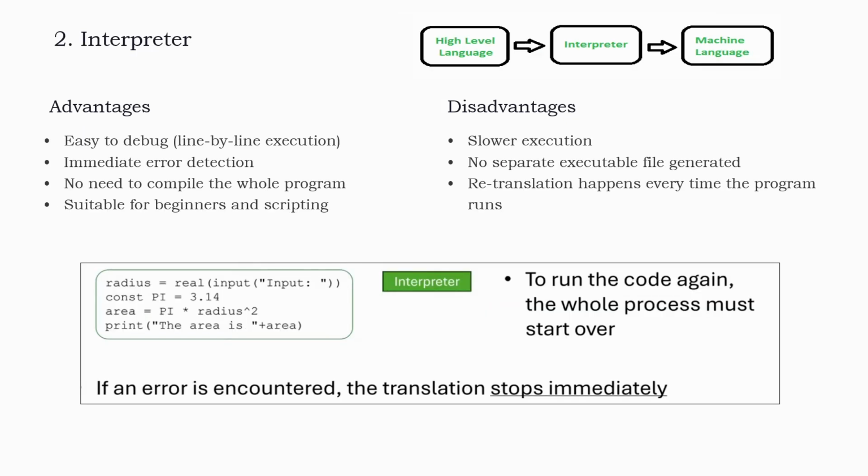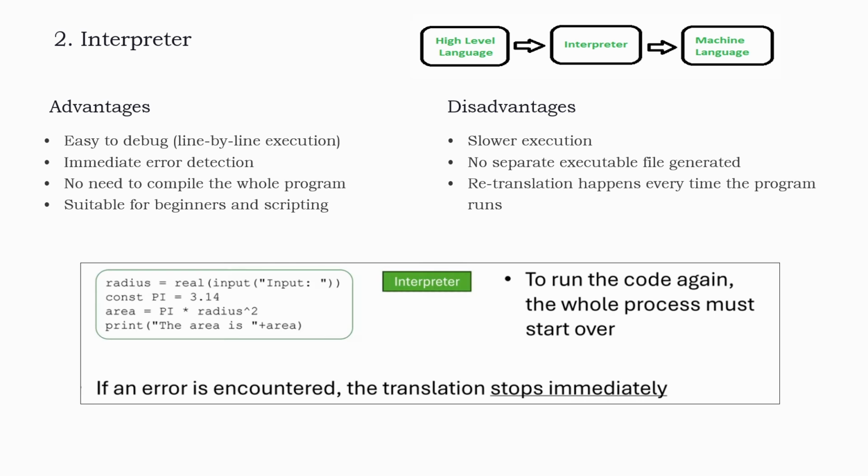Now, let us look at the interpreter. The advantages of the interpreter are, the first thing is it is very easy to debug. As you see here, you have the code written here, and it first checks the first line. If it is free from syntax and semantic errors, it will go to the next line. So to run this code, the whole process must start over if an error is encountered. The translation stops immediately at the first line if there are errors. If it is free from errors, it will go to the next line.